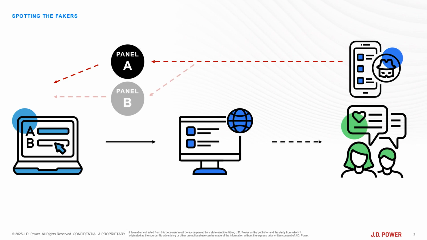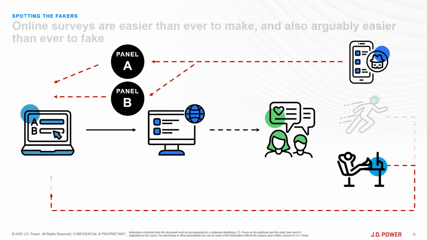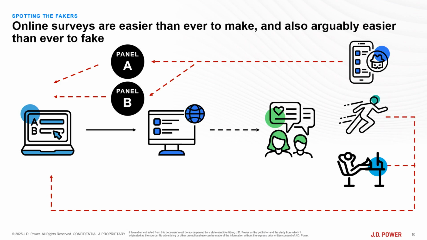So examples of those include people that are on multiple panels that might be trying to take the same survey through different panels, individuals that are not really engaged with the survey and not really giving thoughtful answers, and then of course people that are just trying to generate as much incentive as they can.